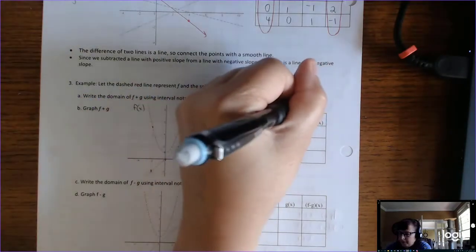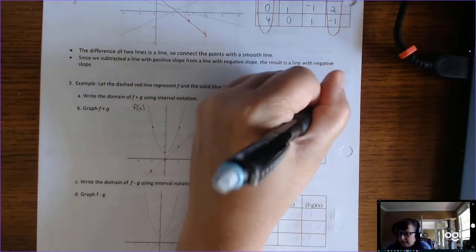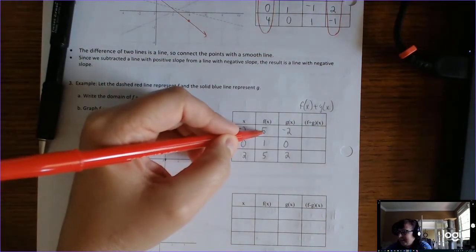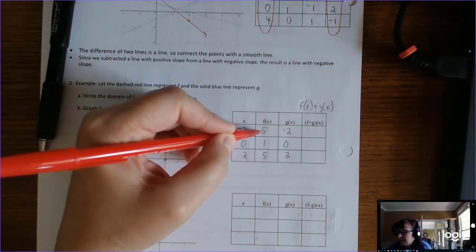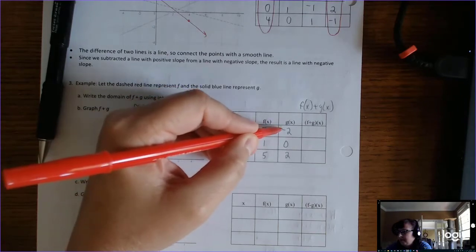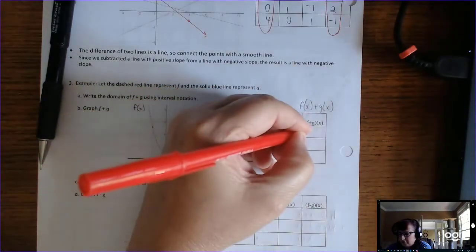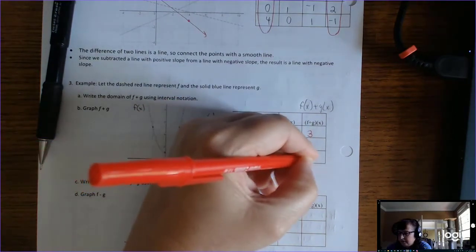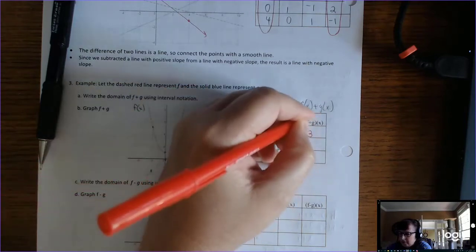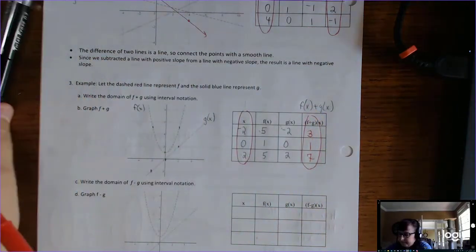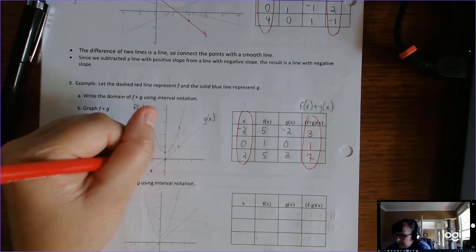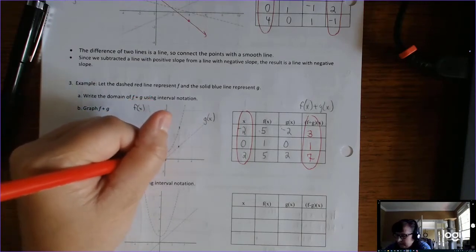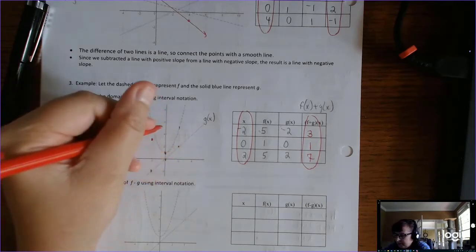Okay, so if we want to find f plus g of x, that's the same thing as adding f of x plus g of x. So f of negative 2 is 5 plus a negative 2. 5 plus negative 2 is 3. 1 plus 0 is 1. 5 plus 2 is 7. So these are my ordered pairs. All right, let's graph that. So we have negative 2, 3, 0, 1, and 2, 7.